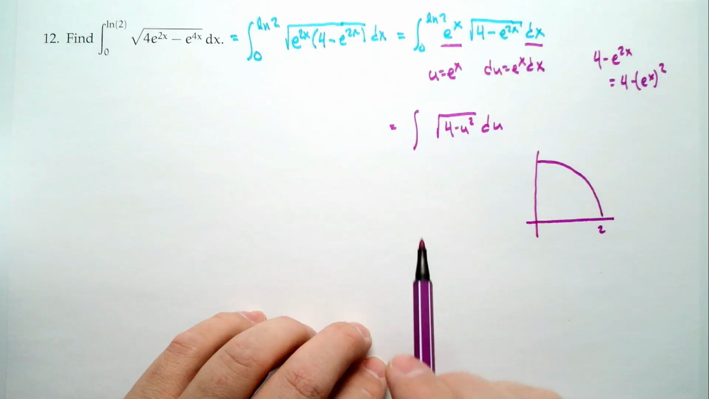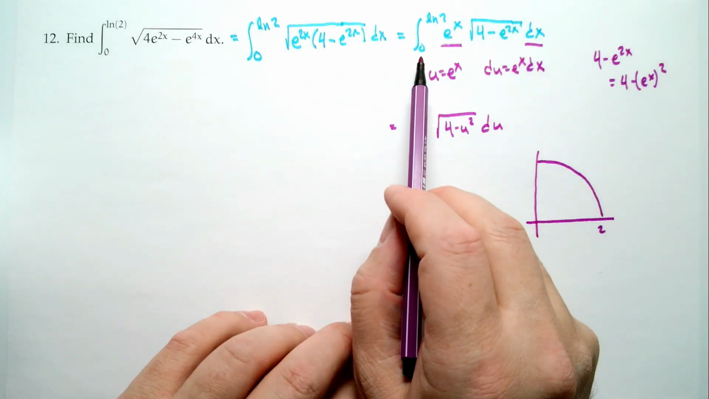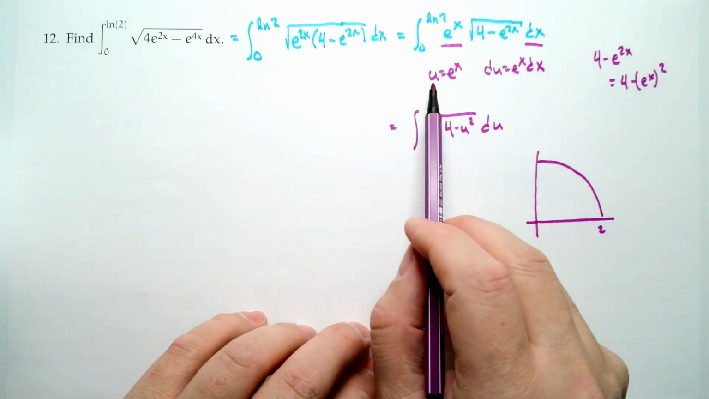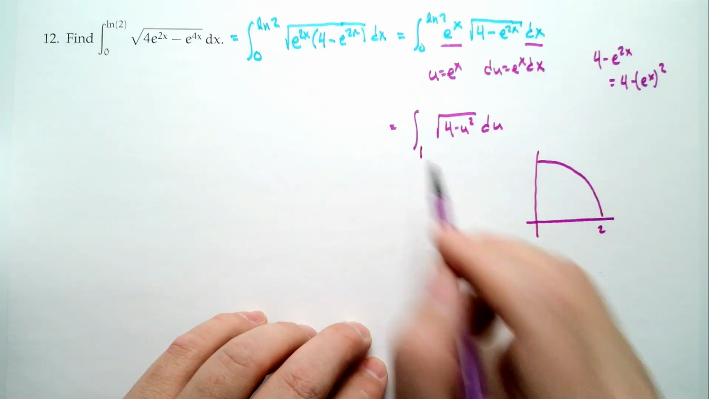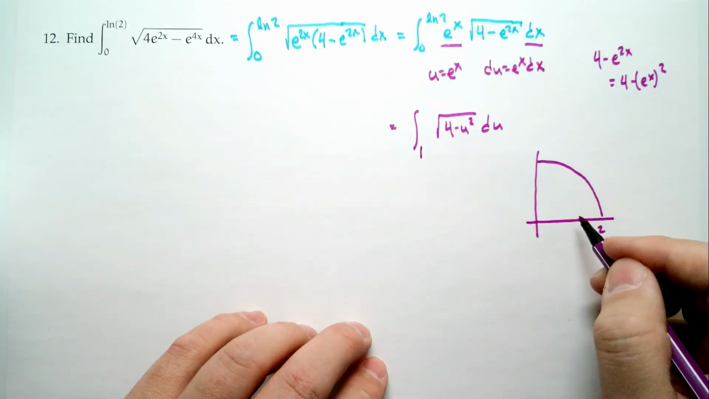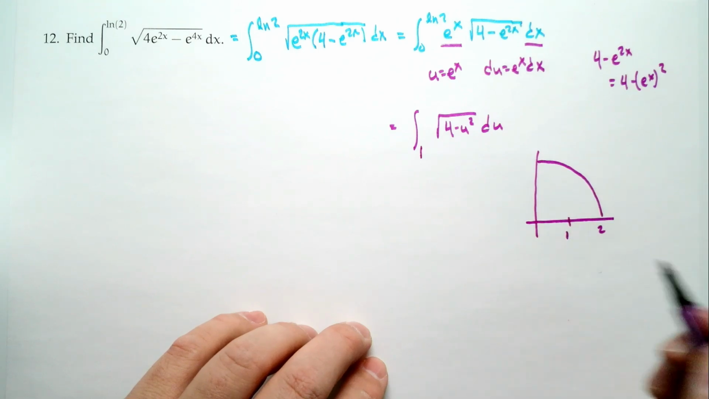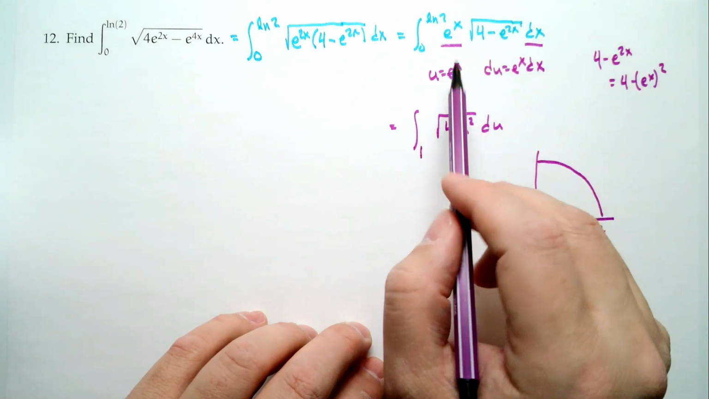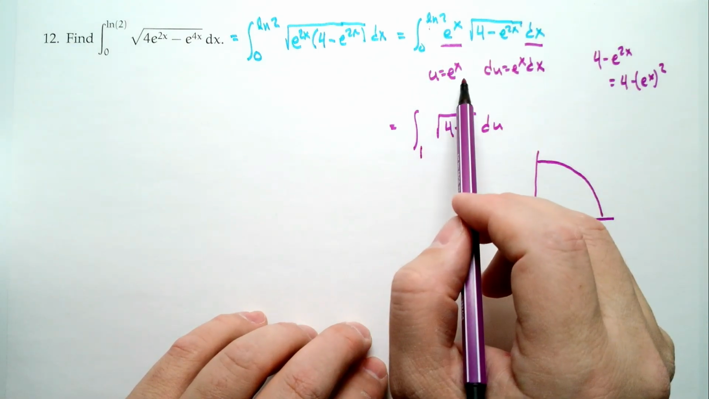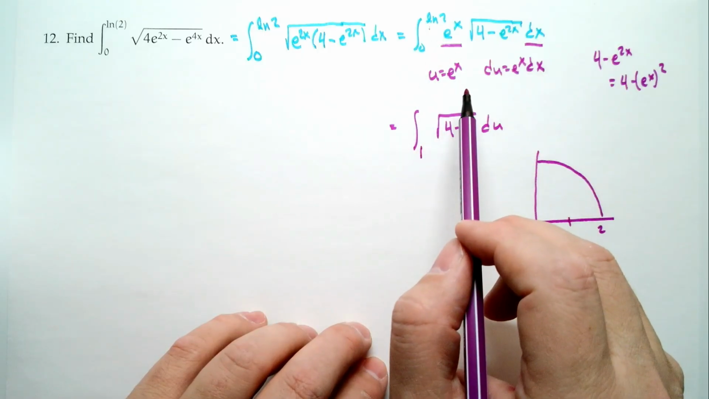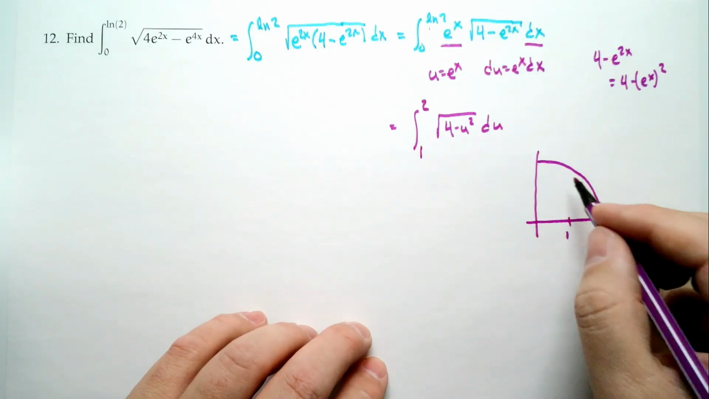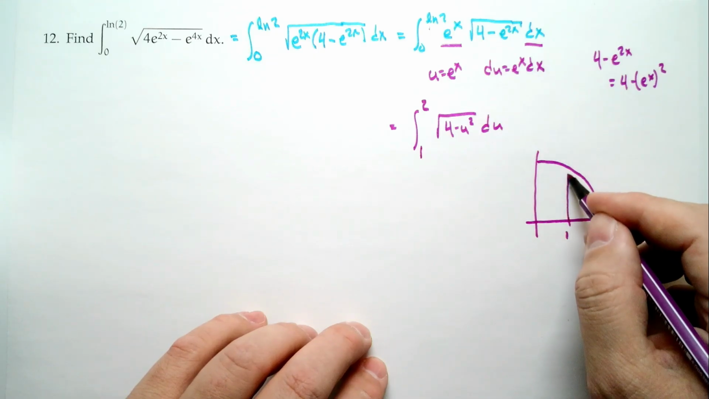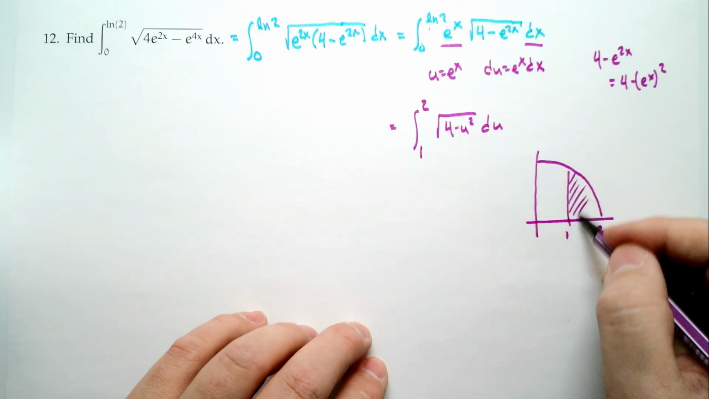We haven't done the bounds. So let's do our bounds. If I have 0, e to the 0 is 1, which means we're going to start at 1. Okay, so we're starting here at 1. And then we're going to go to e to the log of 2, because I've got to put log of 2 in. Well, e to the log of 2 is 2. So we're going to go to 2. So that says we want that part of the circle.